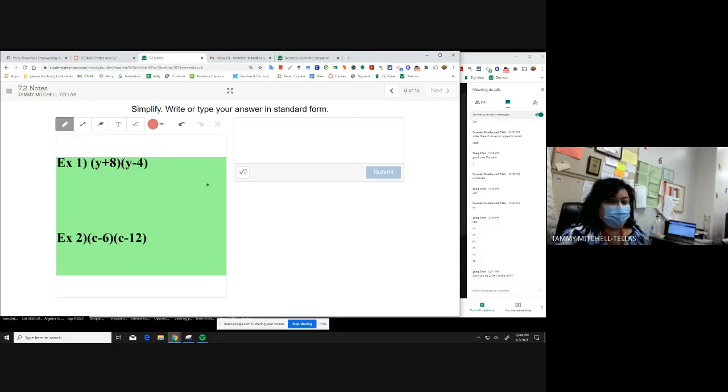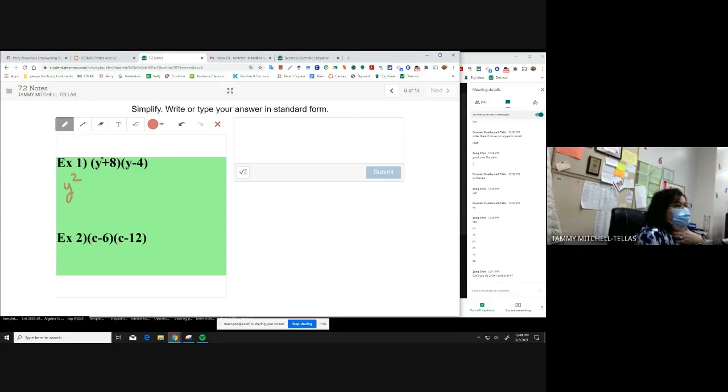I'm going to write it. Okay, just watch. Here I go. So I do y times y. Y times y would be y to the second power because they both have exponents of 1. I would add their exponents. Base stays the same. That's my F in FOIL. My front terms, I multiplied y times y.